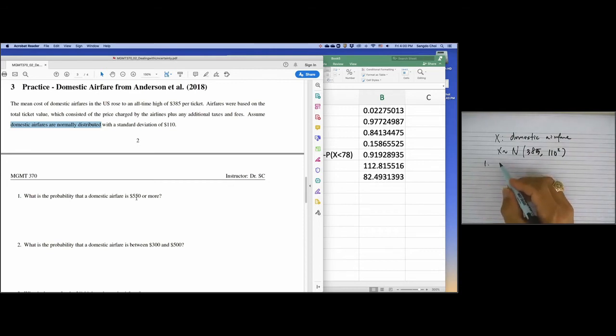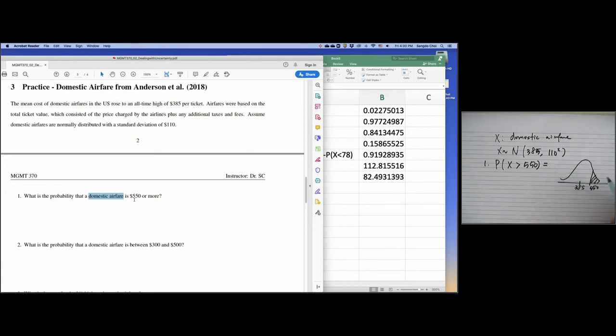First question: what is the probability that domestic airfare is 550 or more? We can rewrite this as P, probability, of X, domestic airfare, greater than 550. In the previous lesson we learned that this is a greater-than area. First of all, draw the graph: the average is 385, the value is 550, and we want to compute this probability area.